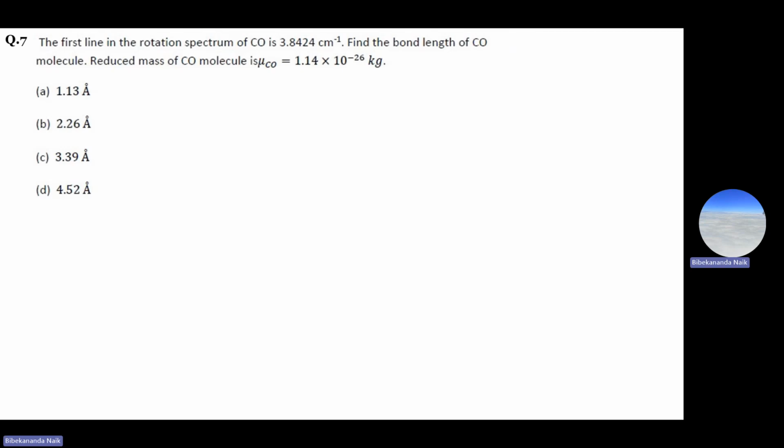Then question number 7. The first line in the rotation spectrum of carbon monoxide is 3.8424 centimeter inverse. Find the bond length of the carbon monoxide molecule. The reduced mass of the molecule is given. It is 1.14 into 10 to the power minus 26 kg. The options are option A 1.13 Angstrom, option B 2.26 Angstrom, option C 3.39 Angstrom, and option D 4.52 Angstrom.